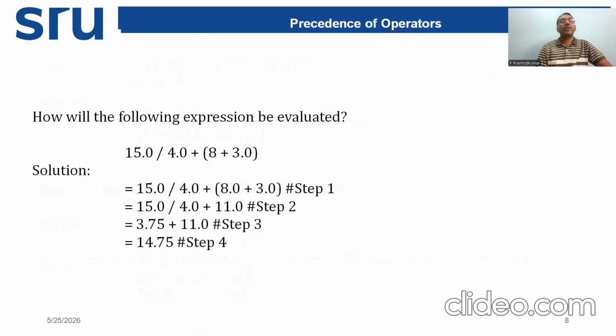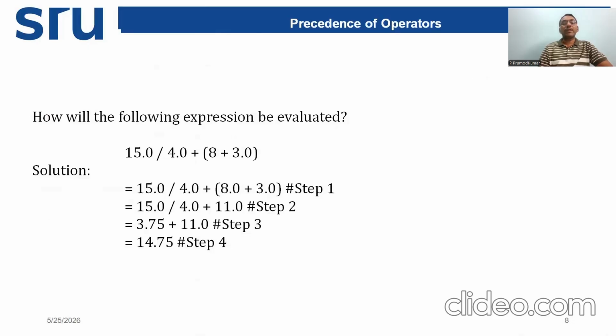One more example here. Here is an expression where we have 3 operators and 4 operands involved. 15.0, 4.0, 8 and 3.0 are the values. Among the 4 values, 3 are floating values and 1 is an integer value. Then coming to its solution, as I've told you, when something is placed in between a pair of parentheses, it will be given the highest priority. Hence, 8 plus 3.0 will be the operation to proceed first. But when you look at step 1, here the 8 became 8.0.